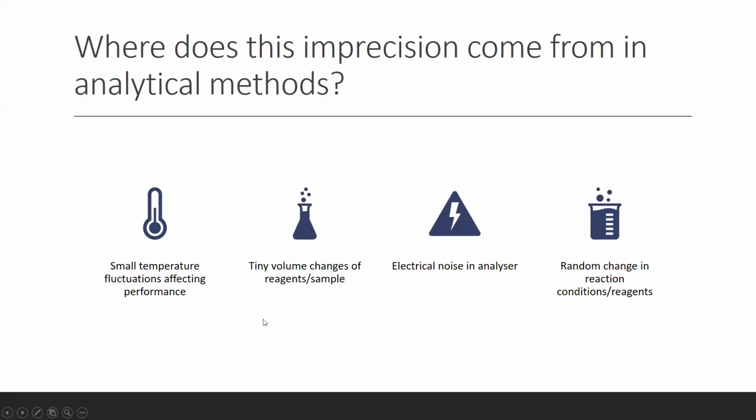So where does this imprecision come from in analytical methods? Why do you get different values if you run the same sample twice? The answer is that there are small temperature fluctuations affecting performance. It could be tiny volume changes of reagents or sample. Electrical noise in the analyzer, so the output of the analyzer doesn't sit completely at baseline at 0, and therefore changes can give slightly different concentrations, and also random changes in reaction conditions or reagents.